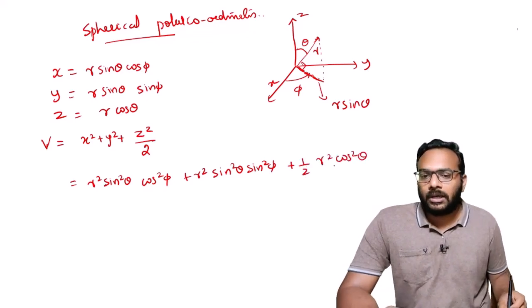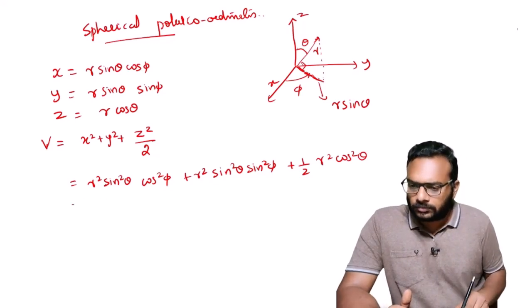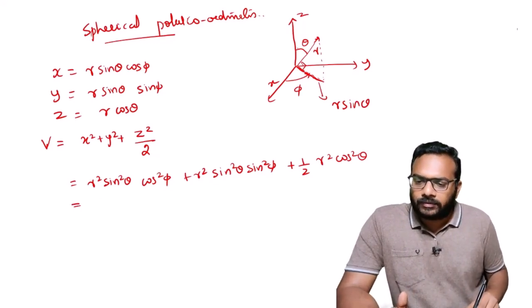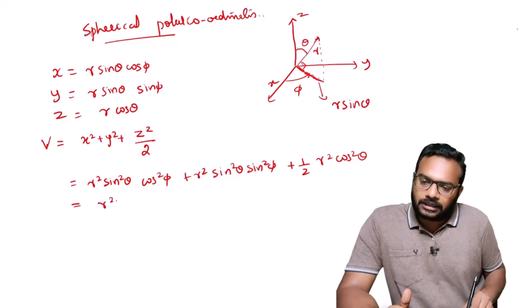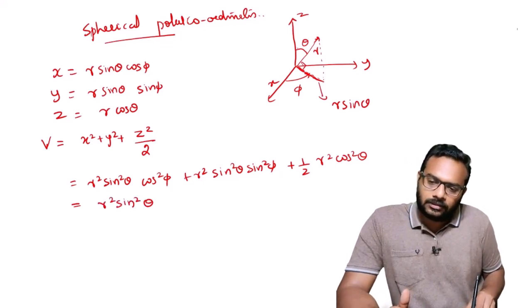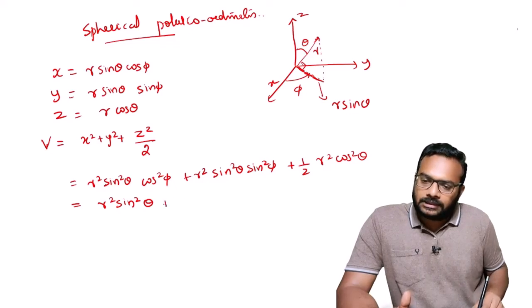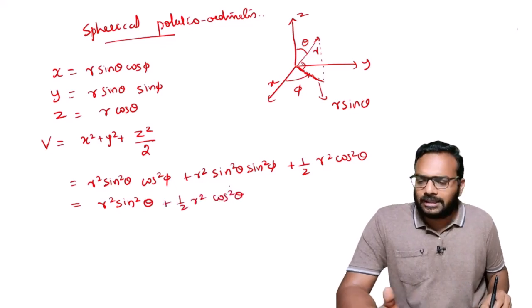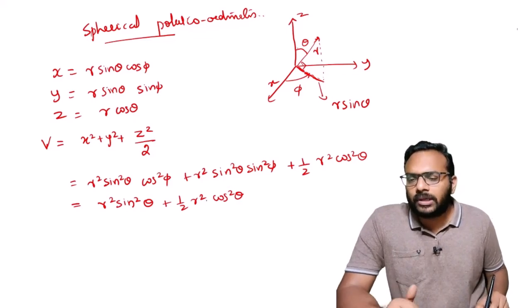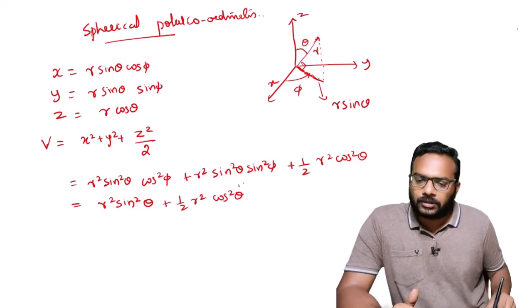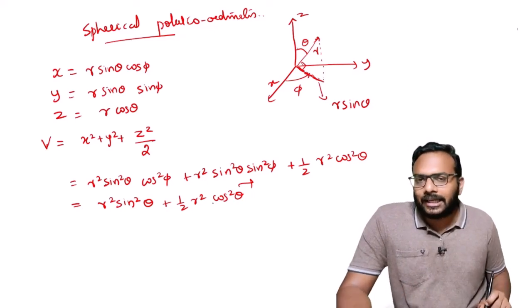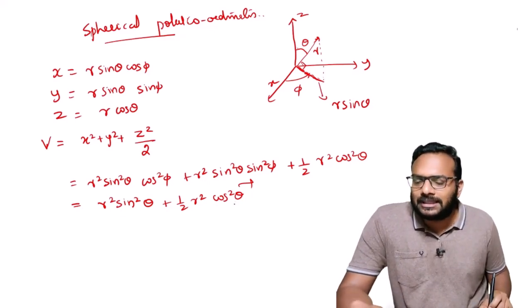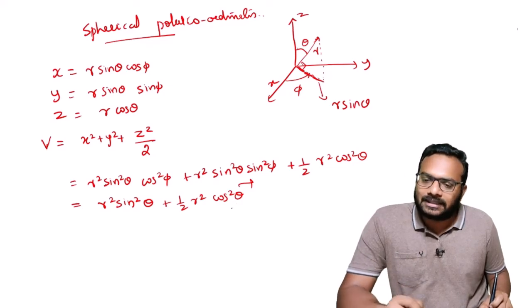Okay, 1 by 2 r square cos square theta. Now this simplifies to, we have cos square phi plus sine square phi is 1, so you get r square sine square theta from here, plus half r square cos square theta. You can simplify it further if you want, writing cos square theta as 1 minus sine square theta, and then write it in terms of sine square theta. But we don't need that immediately because we have to identify the cyclic coordinate.